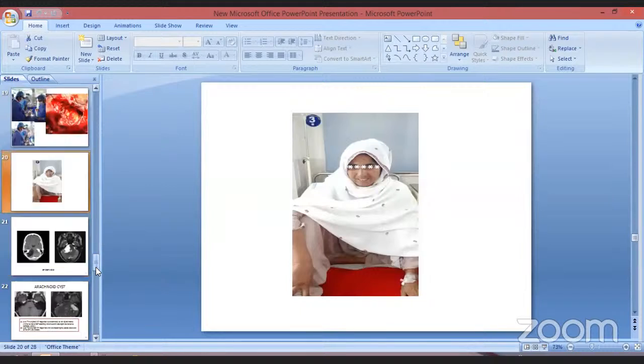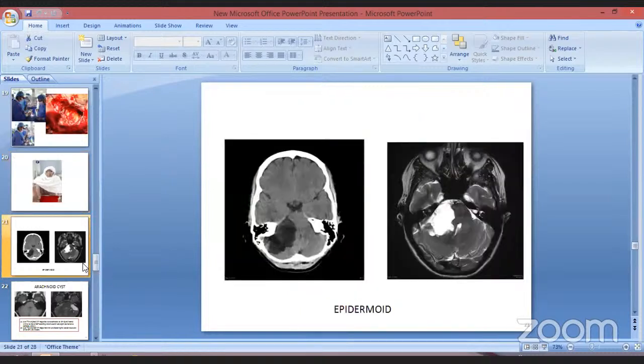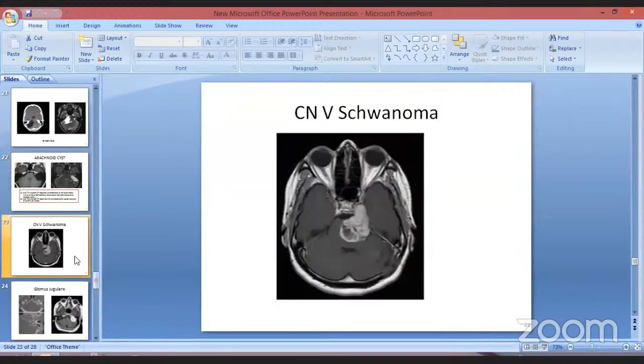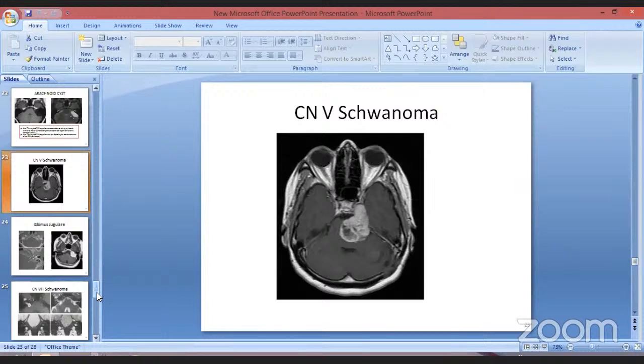A few interesting pathologies in this CP angle. This is a case of epidermoid. To differentiate epidermoid from arachnoid cyst, we usually go for diffusion weighted images, and it is a very important concept for exam purposes as well. This is a case of fifth cranial nerve schwannoma. It's also very common. After the 8th, the commonest is the fifth cranial nerve schwannoma.